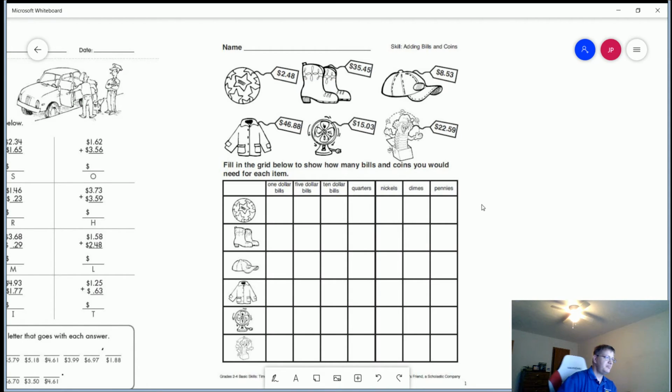Okay. I just want you to practice thinking about how we can get different combinations of money, but I'm only asking you to do one for each particular item. And again, you can match that up with the picture here. So the hat, we would want to put $8.53 worth of bills and coins. All right. So that's all we're doing for that.